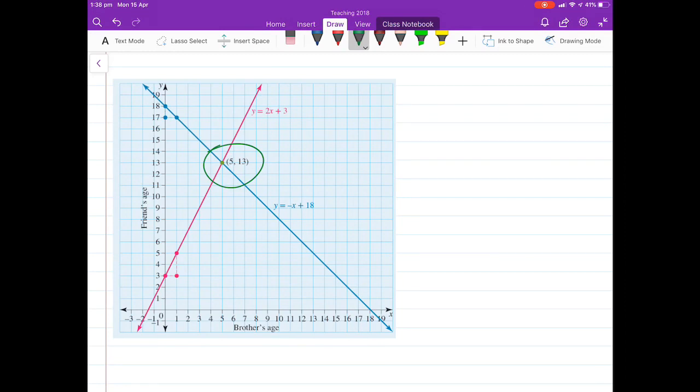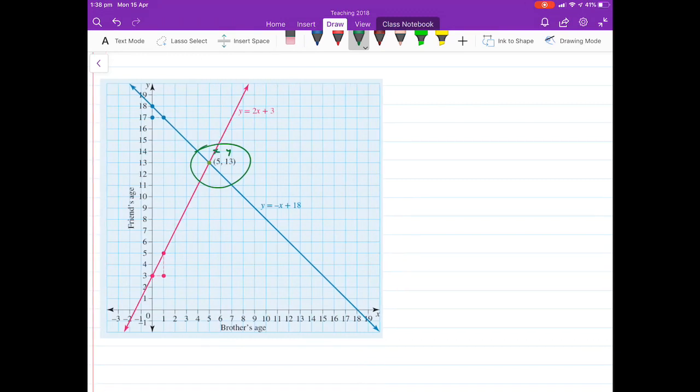What we can now do is substitute in the x and y values, this being the x and the y, to see if the left-hand side equals the right-hand side on both of the equations. If that's the case, then we've found the correct solution.